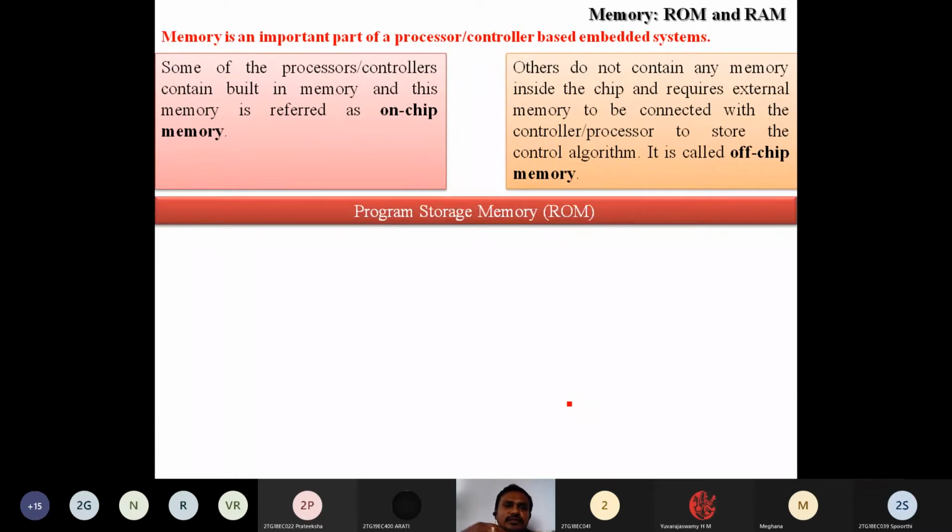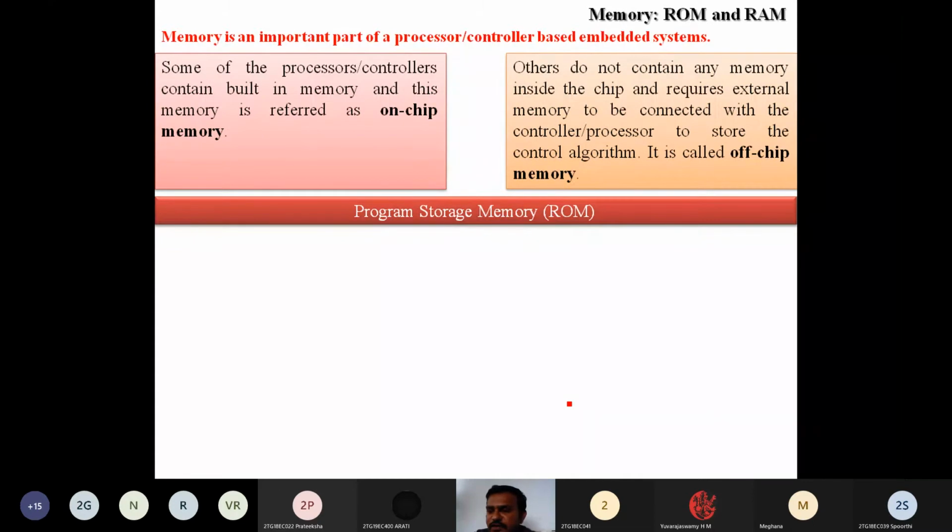Now, what is this memory? Memory is an important part of an embedded system for storing the data or storing the code or programs. So, on-chip memory and off-chip memory. Now the types of this memory. It is ROM, program storage memory, or the code memory, or read-only memory.